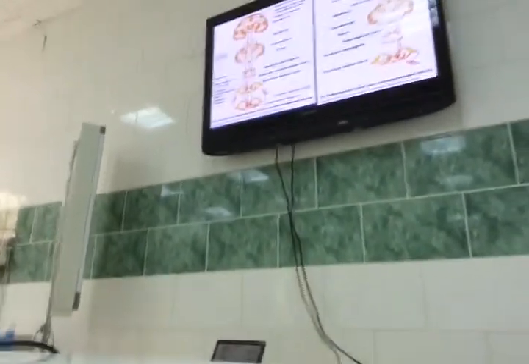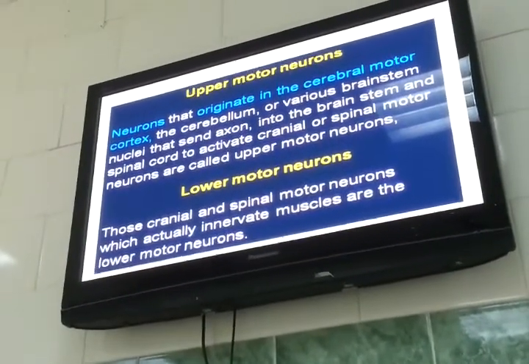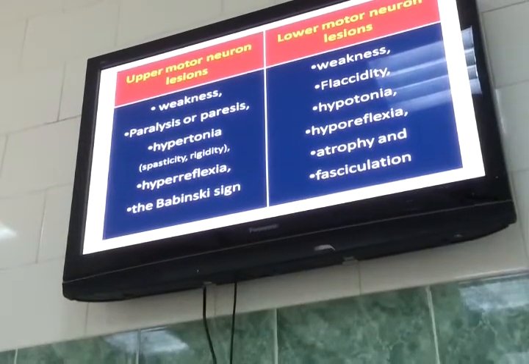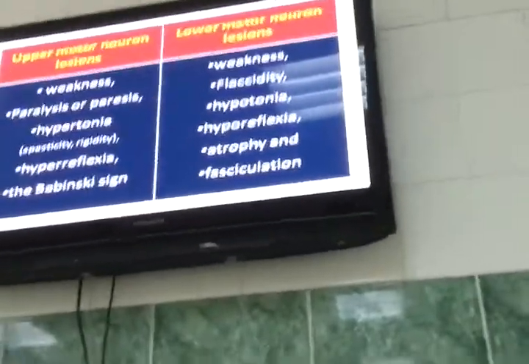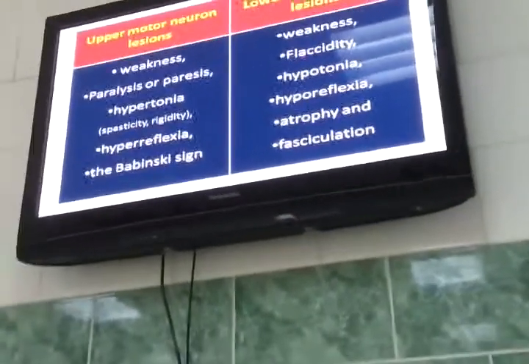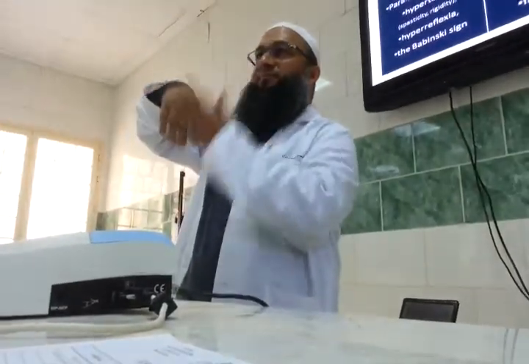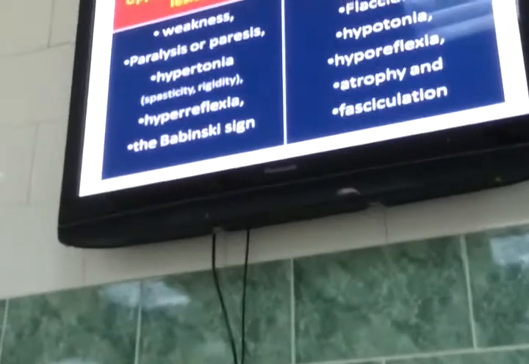Here is some example. Upper motor neuron, lower motor neuron, I have already explained. Now what happens? The clinical findings of upper motor neuron and lower motor neuron. In both cases there is a weakness. If there is damage of the lower motor neuron, there is flaccidity. Flaccidity means no tone, no movement. This is called flaccid paralysis. If the nerve is totally damaged, it's called flaccid paralysis.